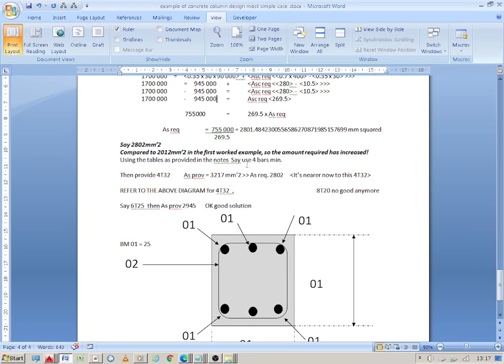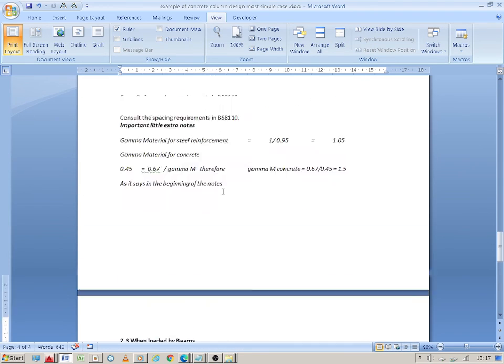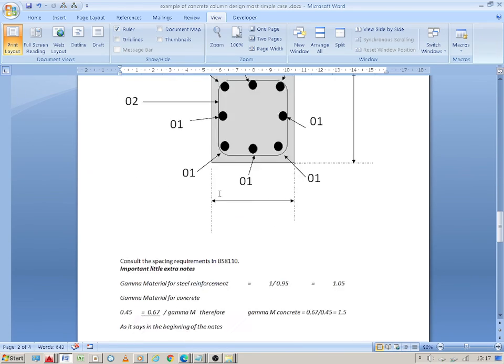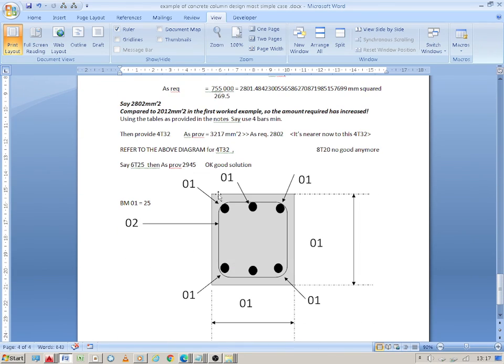Using the tables I provided in the notes, use say 4 bars minimum, then provide 4T32, AS provided equals 3217, greater than 2802. Now it's nearer to 4T32. The required AS has gone up. Refer to the diagram above. So we could use the same as we did in example 1. We could use 4T32. That would still be alright. Or just to give a variation, we could use 6T25. From the tables that provides 2945.